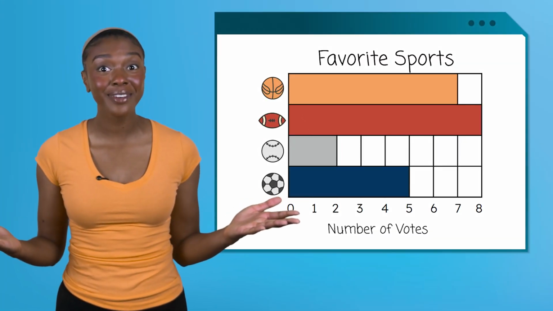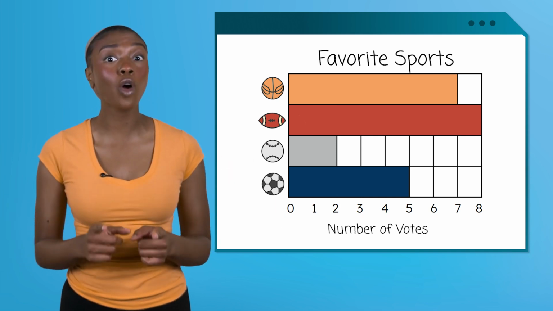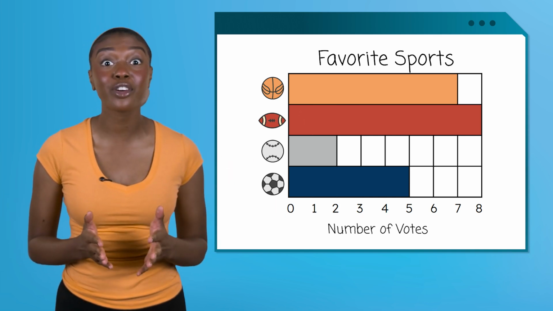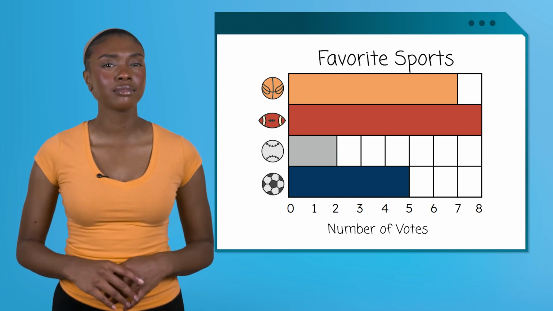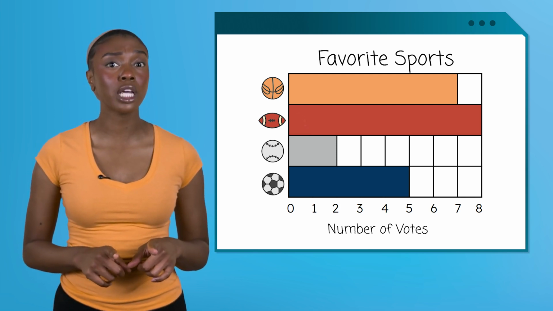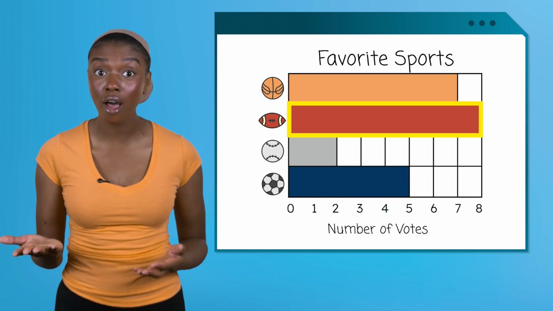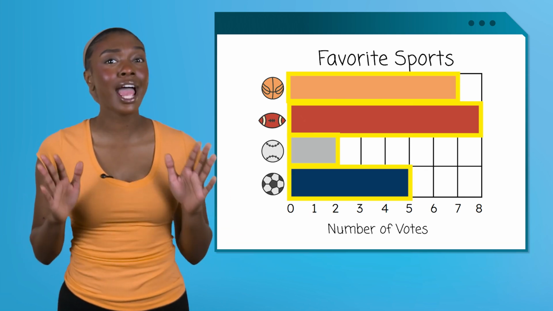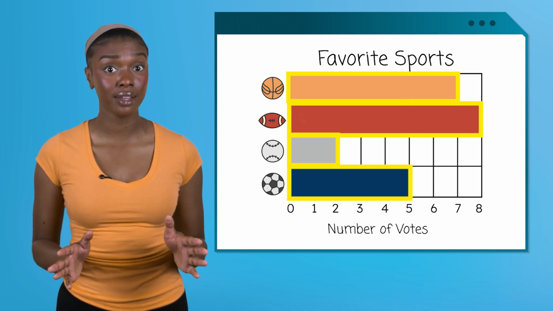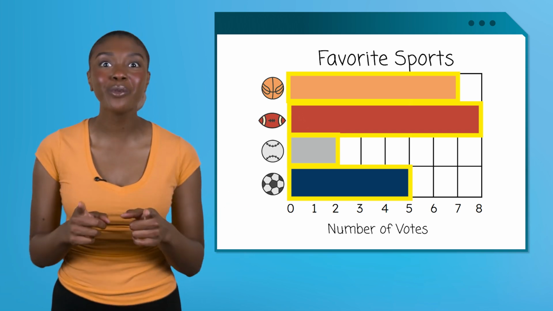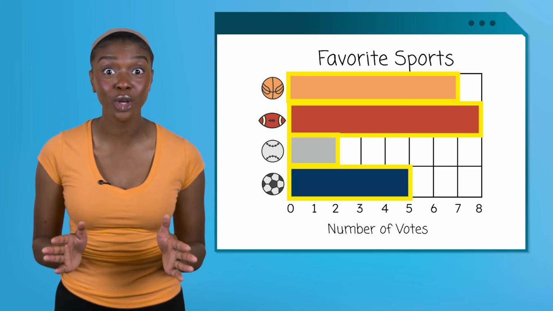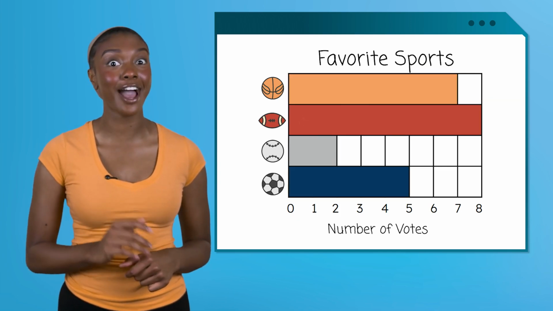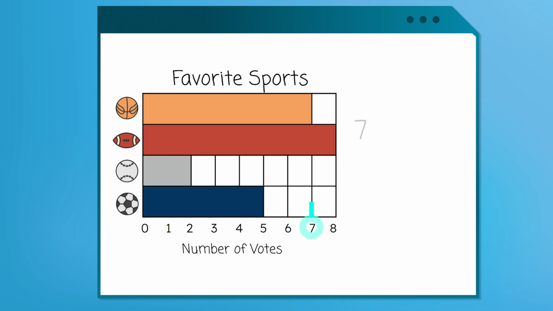One part solved. Our second question asks how many people in total voted for their favorite sport. This means how many people voted all together for football, baseball, soccer, and basketball. Do we need to add or subtract this time? Yes, we will need to add all 4 of our totals. Let's add 2 at a time. Basketball has 7 votes and football has 8. What do we get when we add them together?